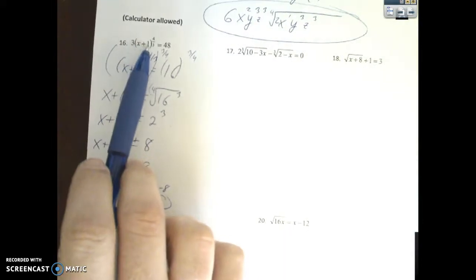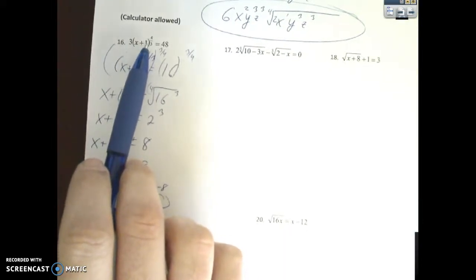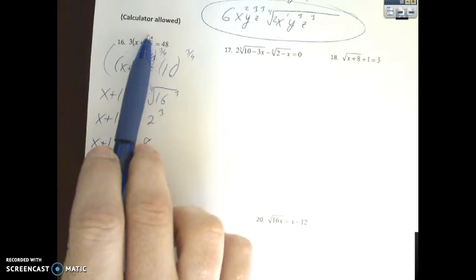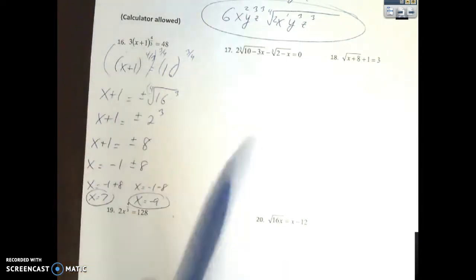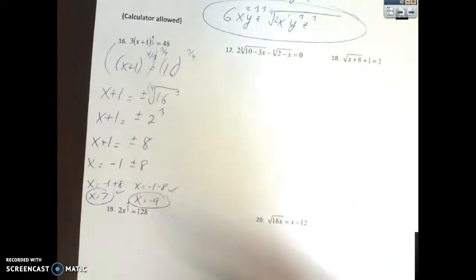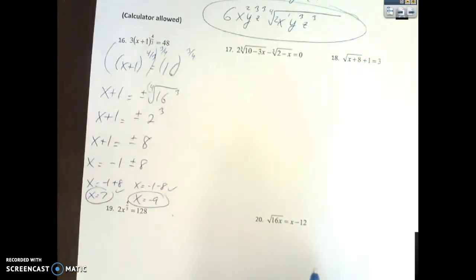If I take a look up top, if I plug a -9 in, I get -8 here. The cube root of -8 is -2. -2 raised to the 4th power is 16. 3 times positive 16. So it still works out to be 48. These both work. Okay, no, I don't have any extraneous there.